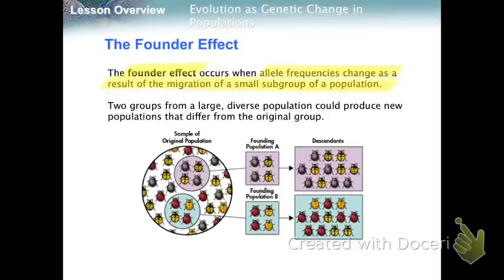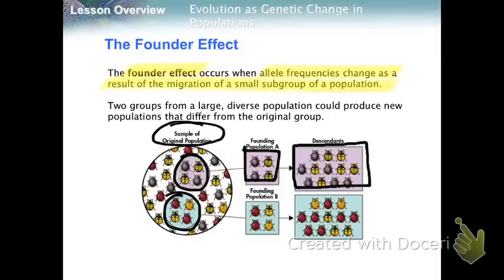It's a social thing. We have the example on this slide, two groups from a large diverse population of insects. So you have the sample of the original population here on the left, and for whatever reason, you see that the two groups of individuals here have split off from the larger population. So these are called founding populations. Founding population A is made of black and yellow insects, and so you see the descendants being black and yellow.